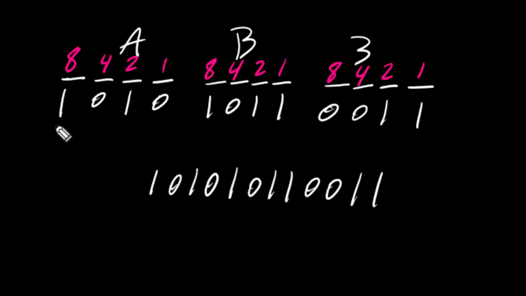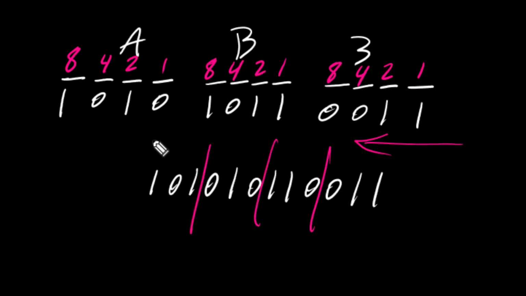Let's double check. 1 0 1 0, 1 0 1 1, 0 0 1 1. And the next step, we have to count right to left every 3 and separate. Why 3? Because we are going to an octal number, and earlier we mentioned that per octal number we have 3 bits. Let's count: 1, 2, 3, separate, four times.